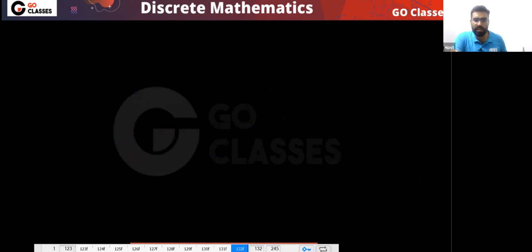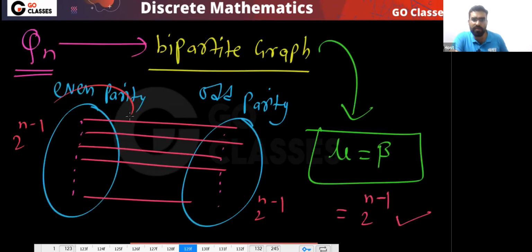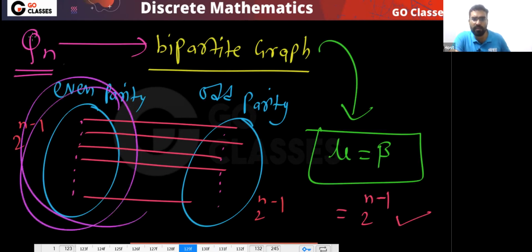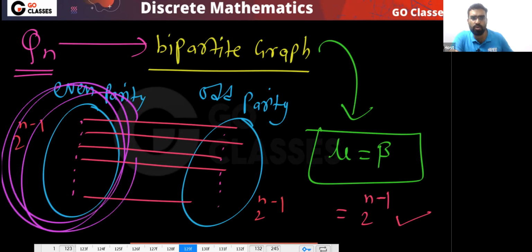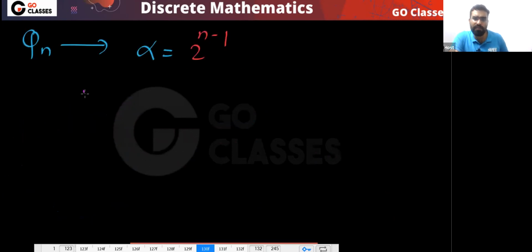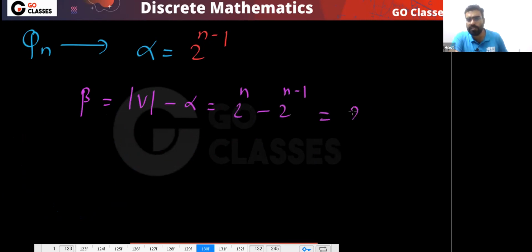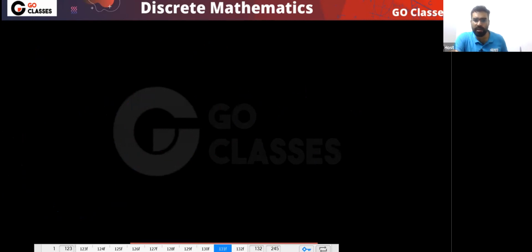And for Qn, what else can you say? What is the independent set? That is also 2 power n minus 1. This will be your independent set, because there is no edge here. And if you have alpha, then beta will be the number of vertices minus alpha. So that will be 2 power n minus 2 power n minus 1, which is also 2 power n minus 1. Okay, so like this you can do.